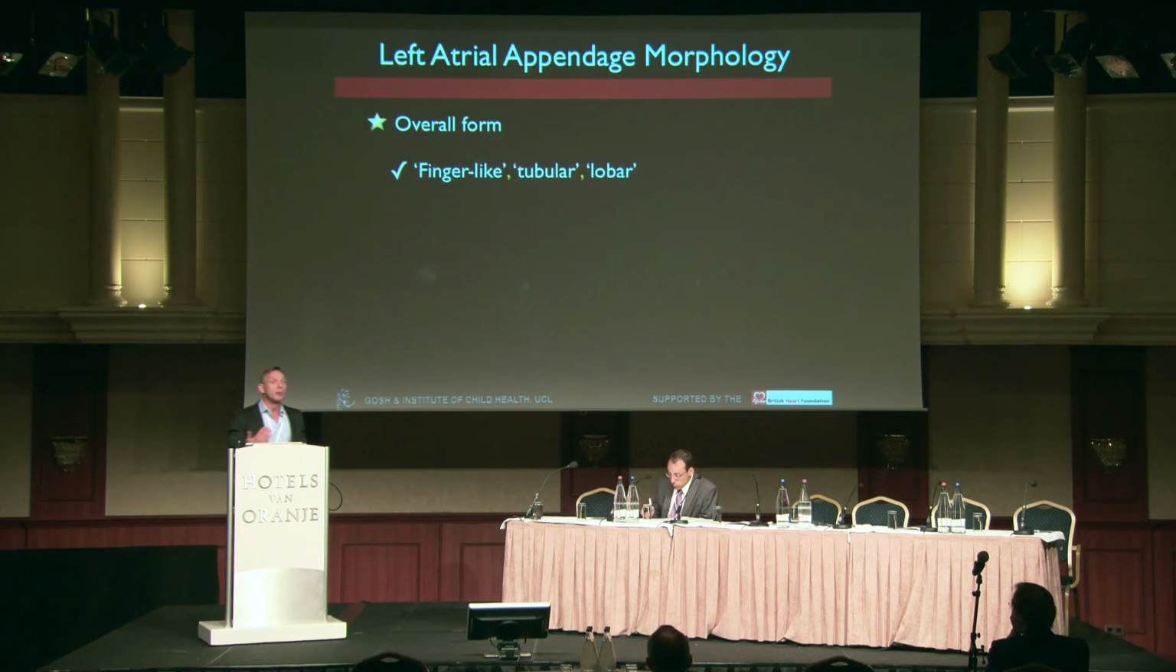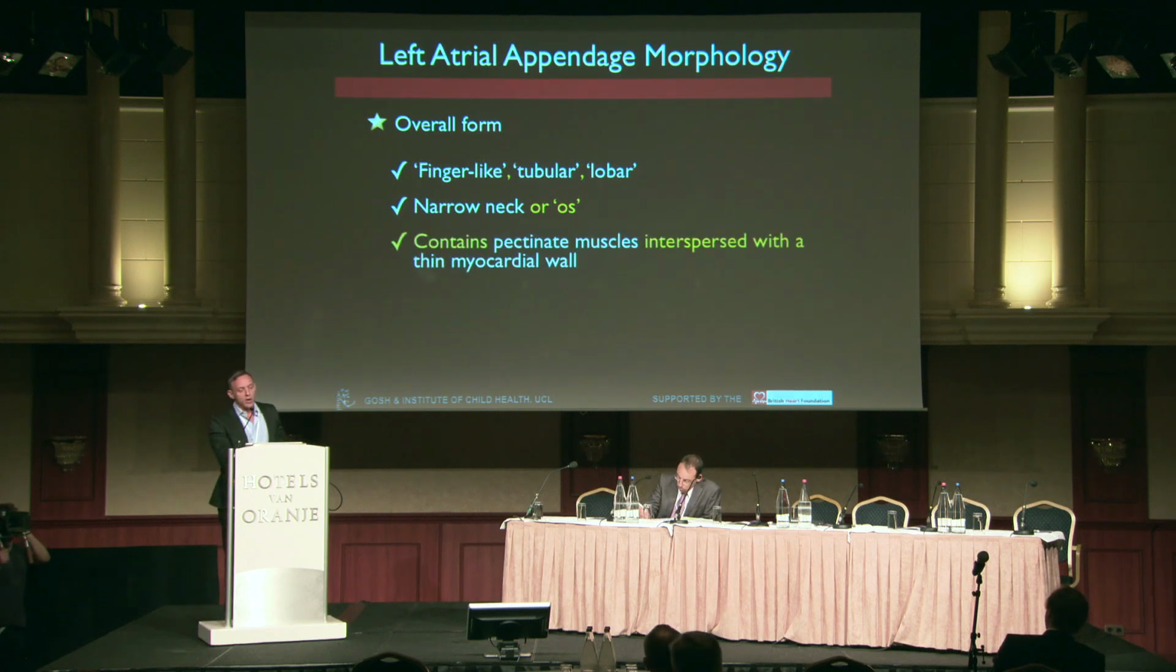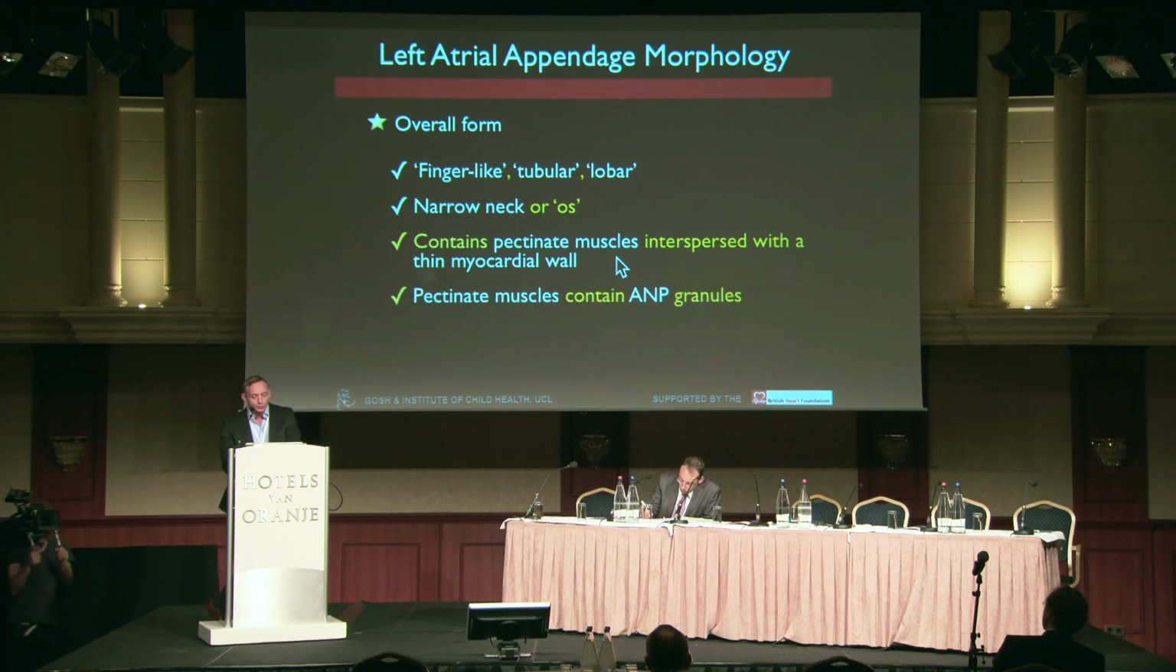So generally, we talk about the left atrial appendage as being finger-like or tubular or being lobar in structure. We know well that it has a narrow neck with the remainder of the atrium, and it does contain pectinate muscles which are interspersed with a very thin, or usually thin, left myocardial wall.